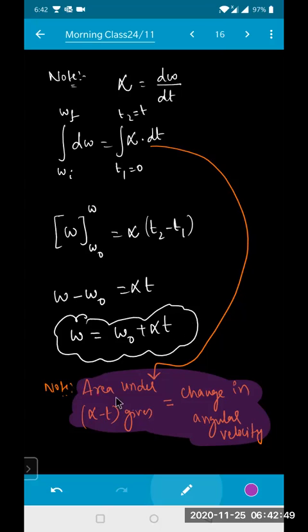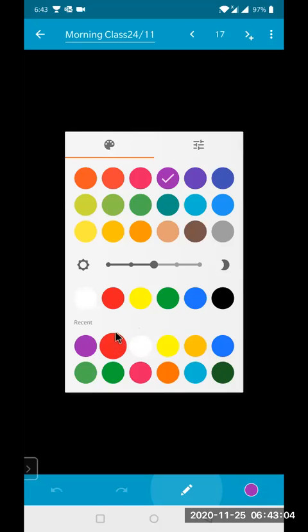And one more point I told you: area under the alpha-t graph always gives me what, beta? Change in angular velocity. Area under alpha in t will always give me the change in angular velocity. The same way, what are the remaining kinematic equations, beta?